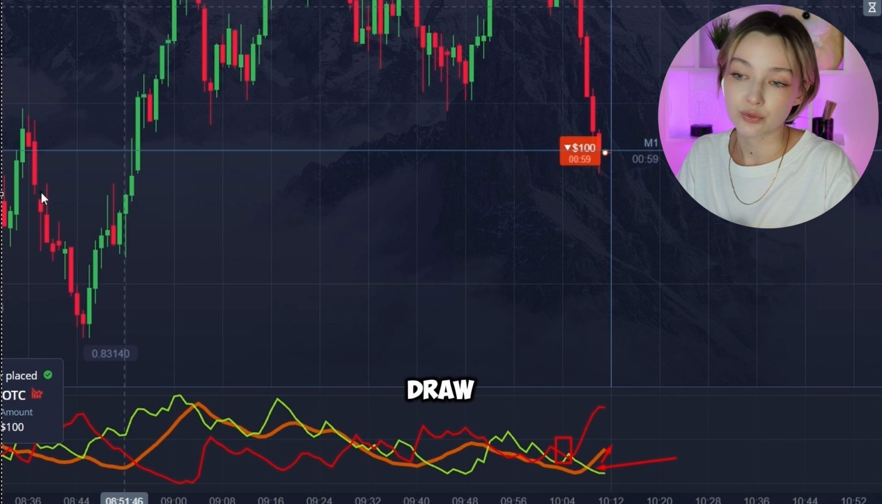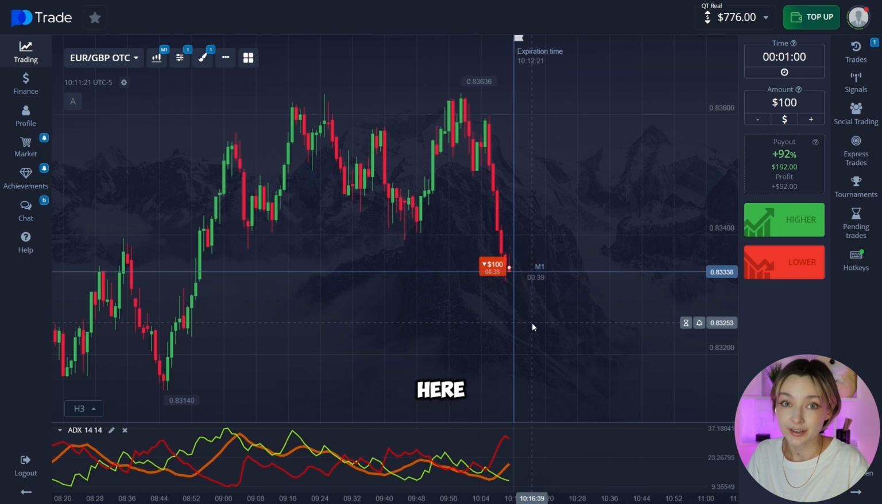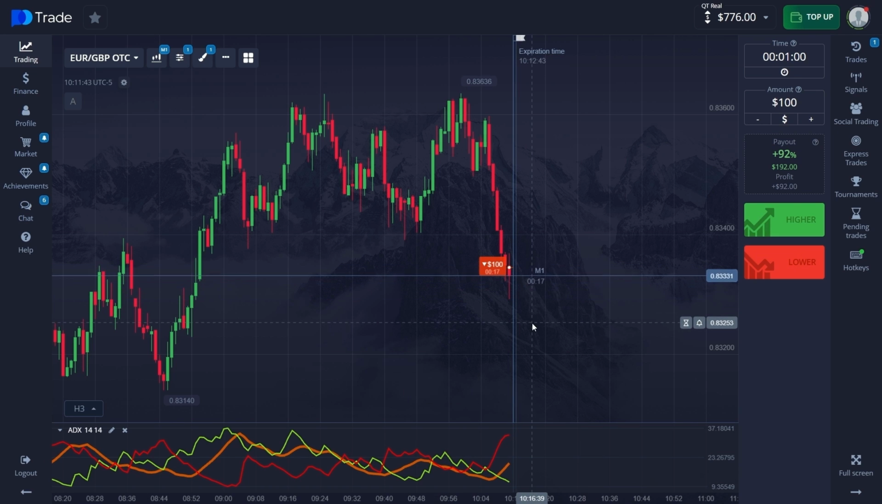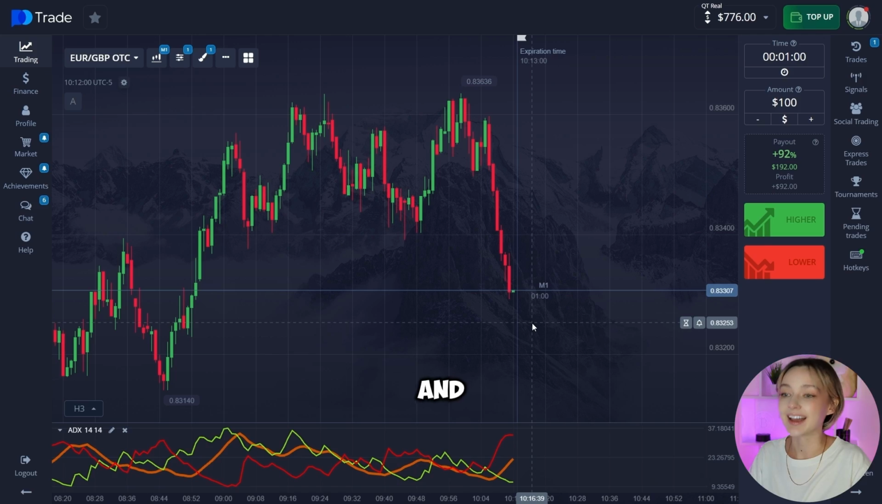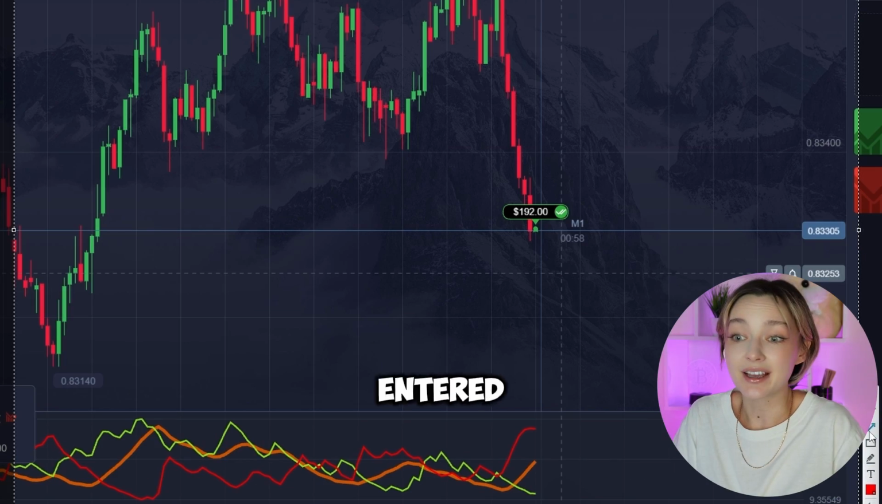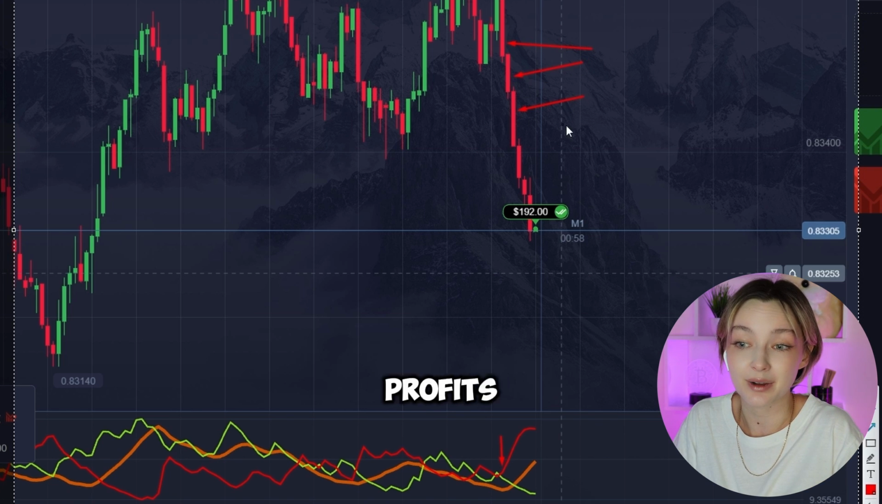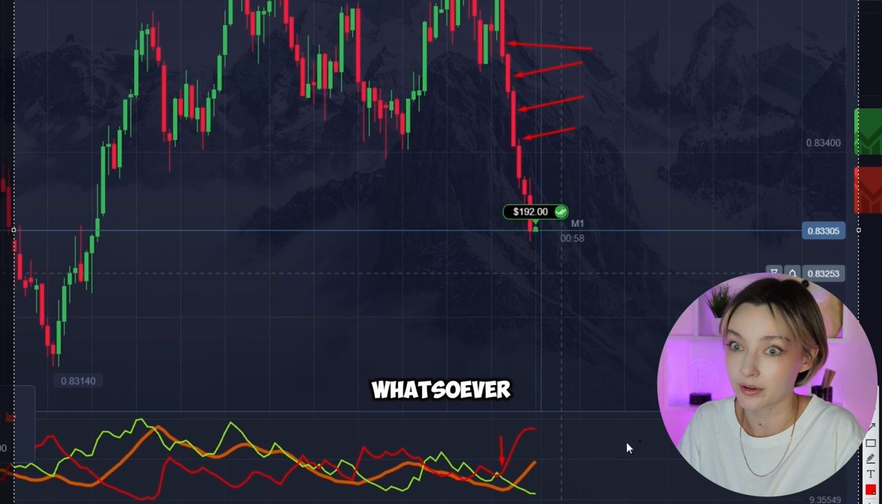Also, if we were to draw a support level, we would say the price is probably heading towards this level right here. And the trade confidently closes in a profit. Such a steady profit. Had we entered a bit earlier, precisely with a signal, we would have been able to make profits off of this entire distance with no issues whatsoever.